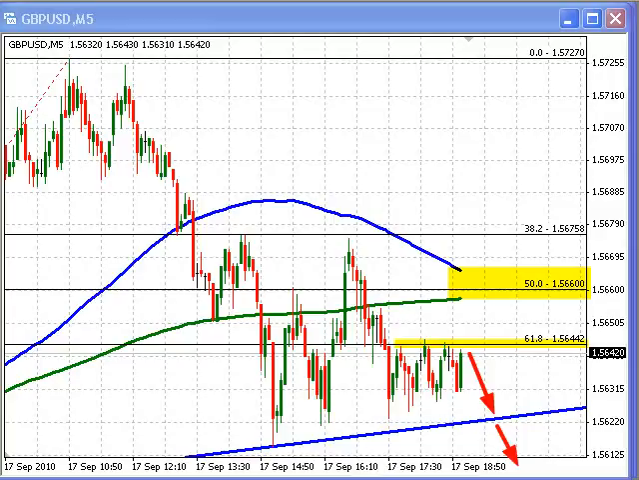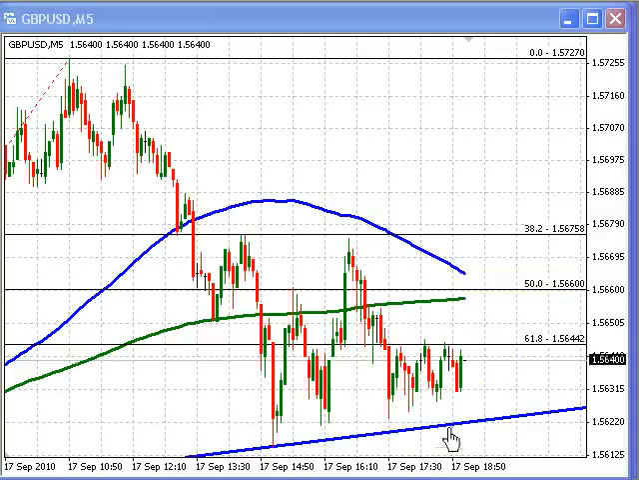If the level gives way, that is, if we break through this 156.44-ish type area, look for a test of this whole area as represented by the 100 bar moving average, the 200 bar moving average, and the 50% retracement all around the 156.60 level. And a break above that level should lead to further upward momentum for the sterling versus US dollar.